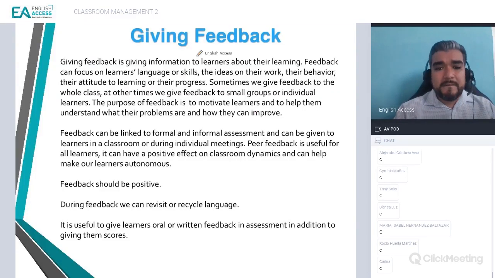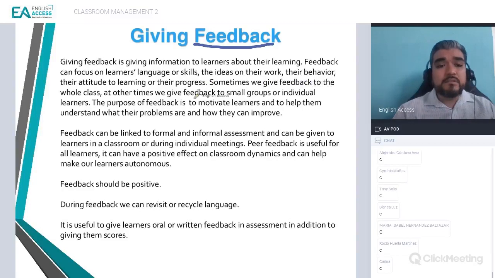Giving feedback is giving information to learners about their learning, right? So, feedback can focus on learners' language or skills, the ideas in their work, their behavior, their attitude to learning, or their progress.